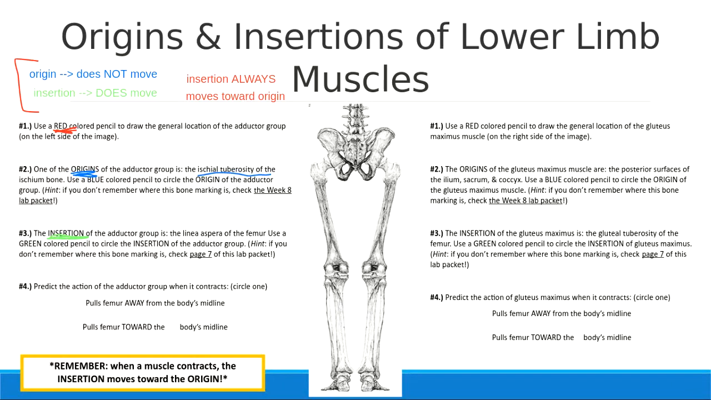Now, the ischial tuberosity of the ischium was a bone marking that we actually learned before spring break, or that we were completing on the homework that you've hopefully done, the week 8 homework.